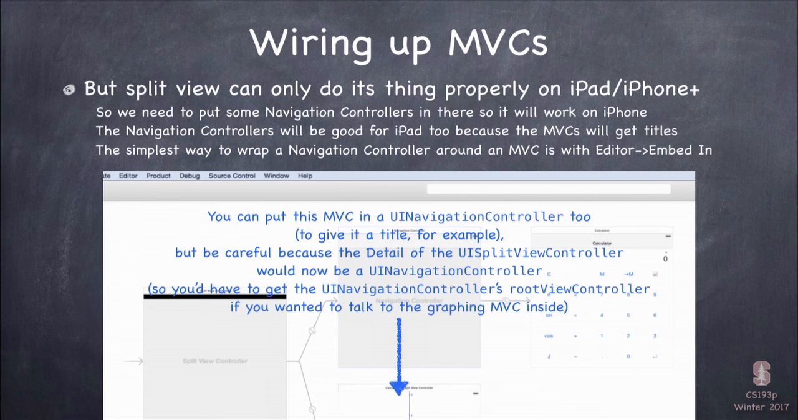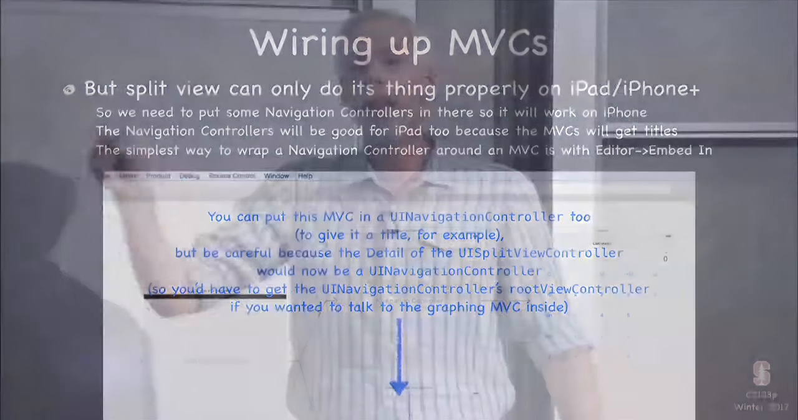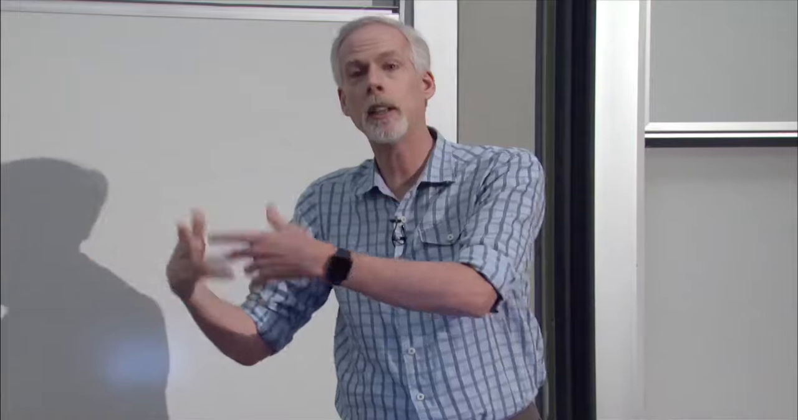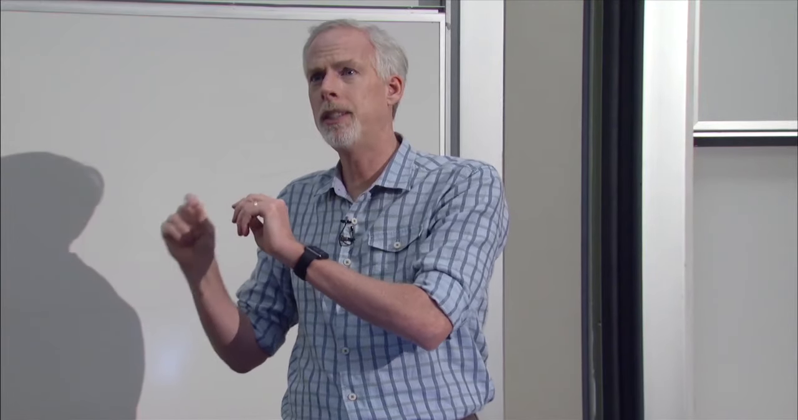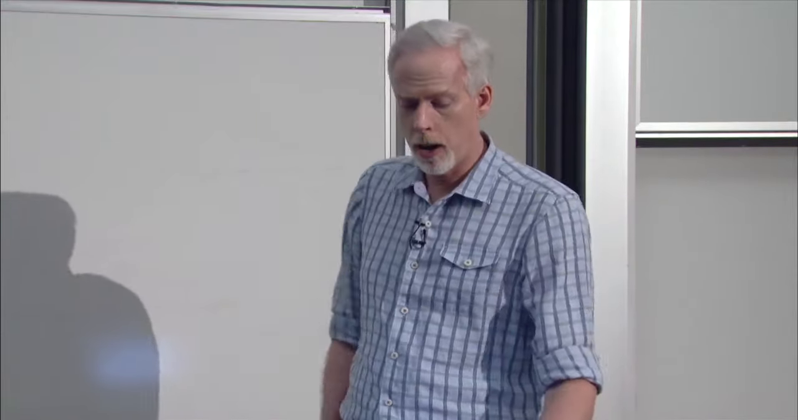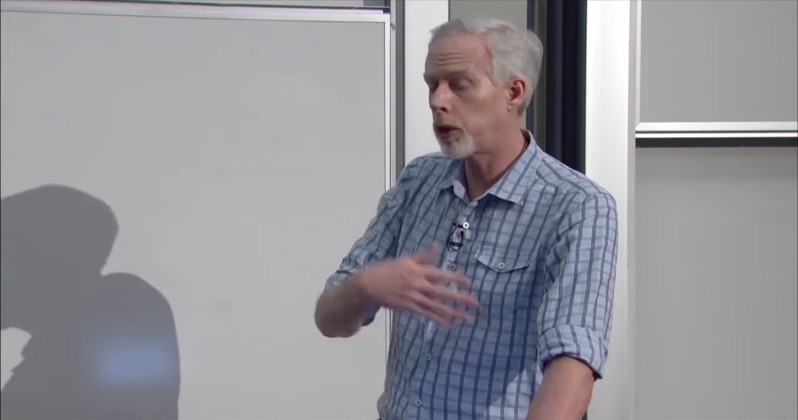The only thing to be careful there, though, is now your detail is not a graph view controller. Your detail is a navigation controller. So if you want to get the graph view controller and talk to it, tell it what to graph or something like that, you need to get the root view controller of the navigation controller. You see what I'm saying? So it's just a subtle difference, but if you wrap your detail in a navigation controller, the detail has become a navigation controller. It's easy to get to the graph view controller because it's the root view controller of the navigation controller, but still. All right, so that's how you wire up the split views so that it works cross-platform, all devices.